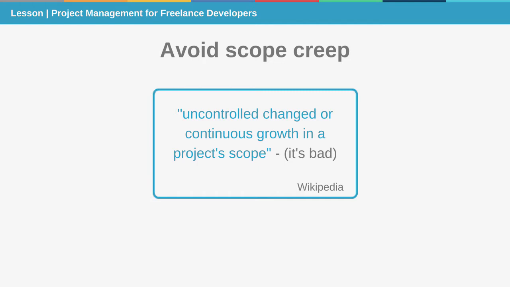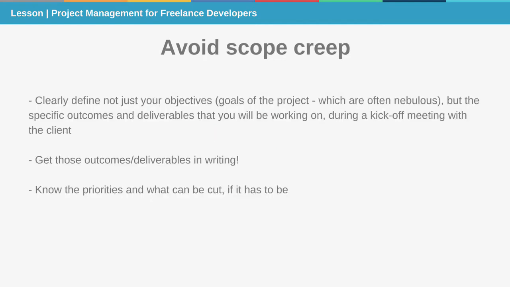One of the ways that you can make sure you avoid scope creep is by clearly defining not just your objectives, and your objectives are the goal of the project, which can be nebulous, but the specific outcomes and the deliverables that you'll be working on during a kickoff meeting with the client. So a lot of times, especially if you're working with bigger businesses or larger teams, they'll have project objectives like make a more on-brand website or something like that. And that's really not very concrete.